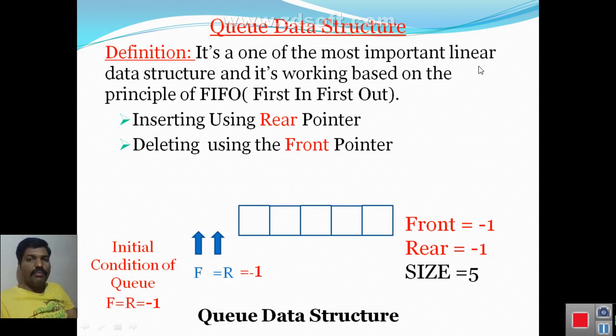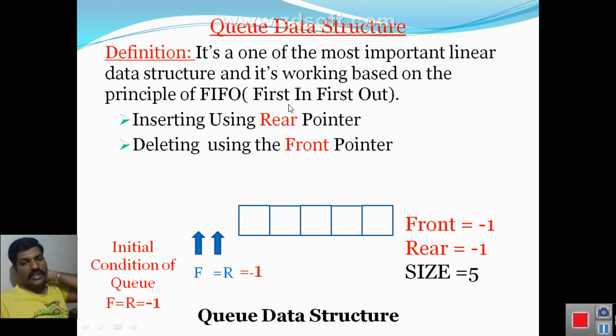This is the queue data structure definition. It is one of the most important linear data structures, and it works based on the principle of first in first out. Whichever element goes inside the queue first, that element should be deleted first. That is the principle of first in first out.